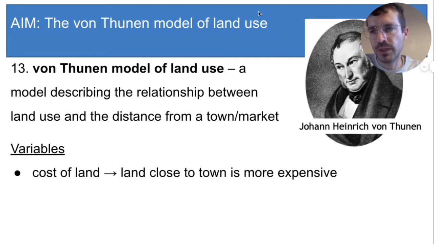Von Thunen's model relies on three factors or variables that explain why the prediction makes sense. The first one is cost of land. And this one relies on a very important principle in geography. Land that is close to a town or city is expensive, and as you move farther from the town or city, the land becomes cheaper. So there is an inverse relationship between the cost of land and its distance from a town or city.